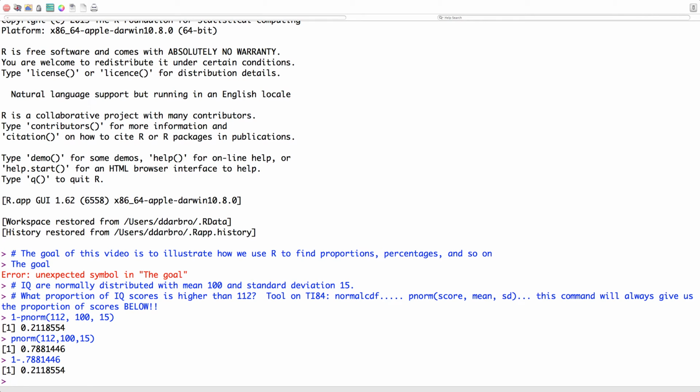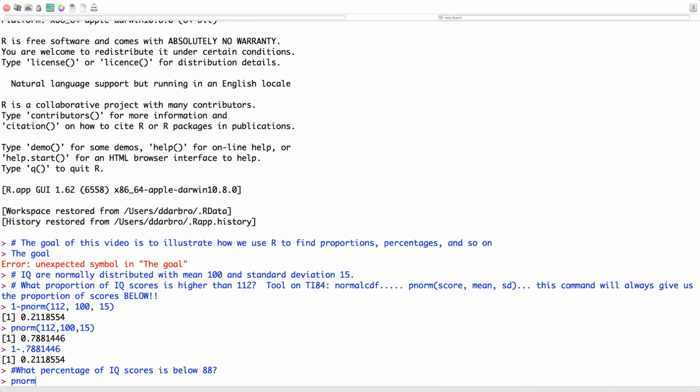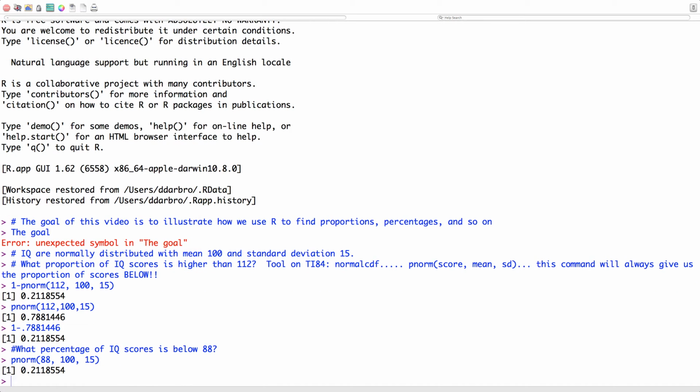Okay, let's do another problem. What percentage of IQ scores is below 88? Well, this is the kind of problem you hope for because there's no manipulation to it, since pnorm gives me the proportion below. Percentage versus proportion is just about reporting your answer differently. So the answer for this problem is 21.2%.